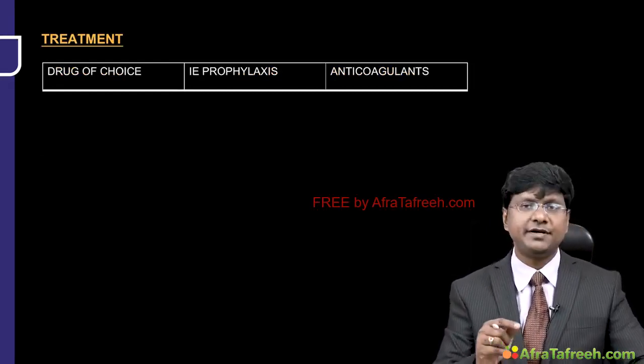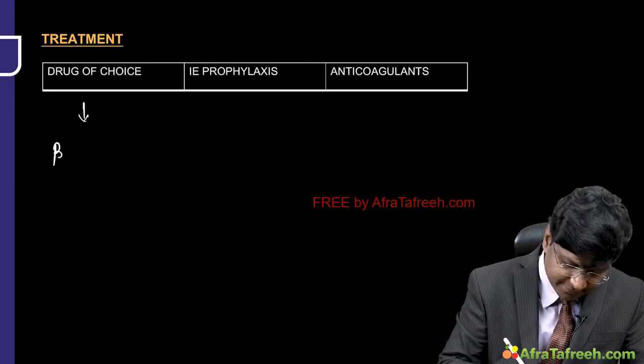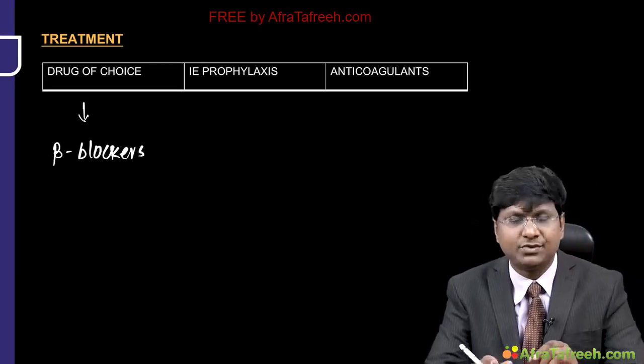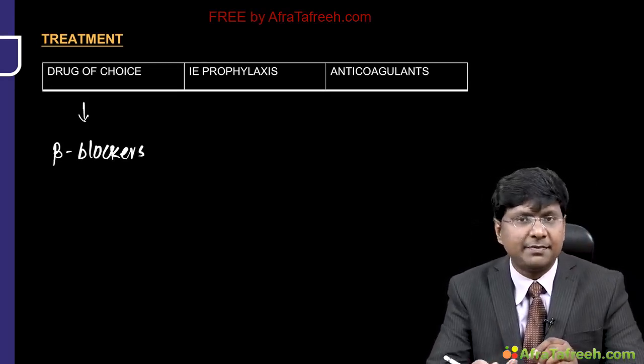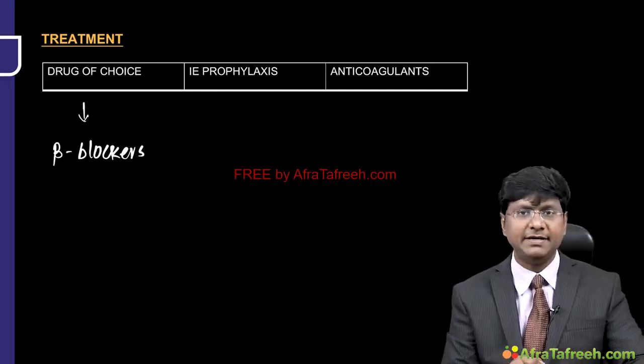Next, coming to the treatment in patients with mitral valve prolapse, the drug of choice will be beta blockers. Because what is the most common symptom, if the individual is symptomatic? That is palpitation. Why is that due to? That is due to ventricular premature contractions or VT. So that can be subsided by giving the beta blockers.